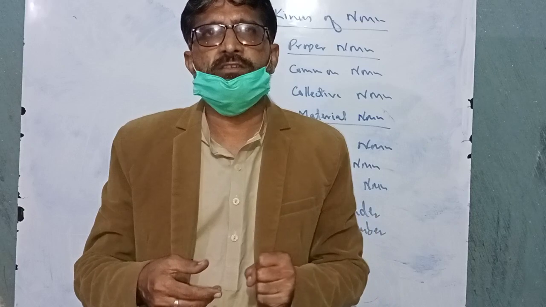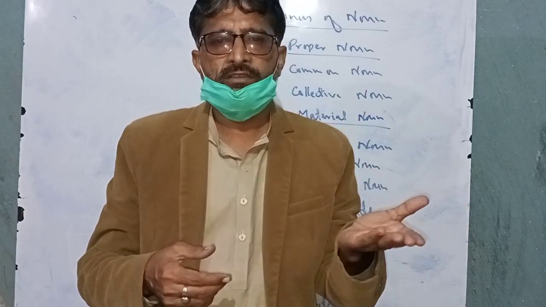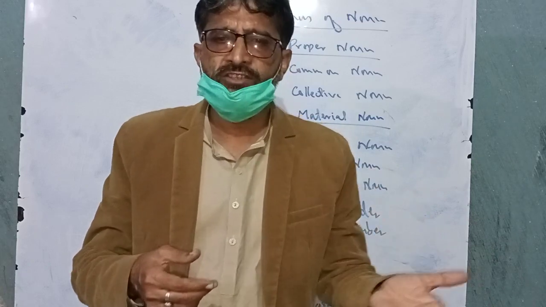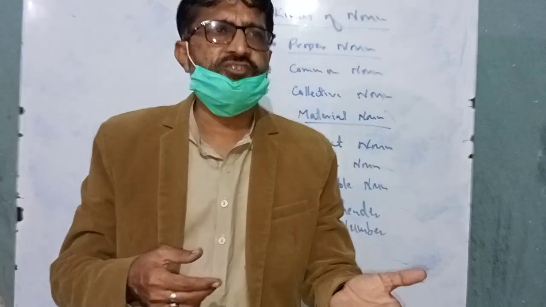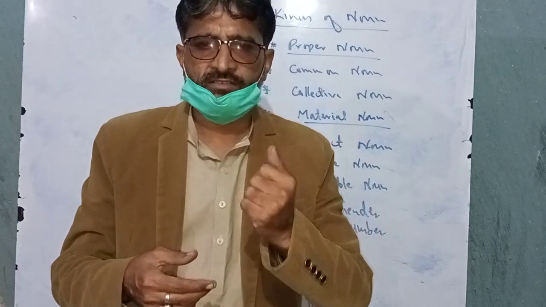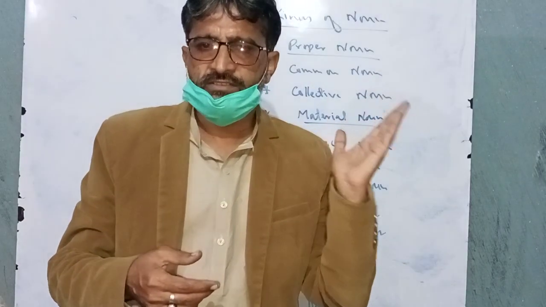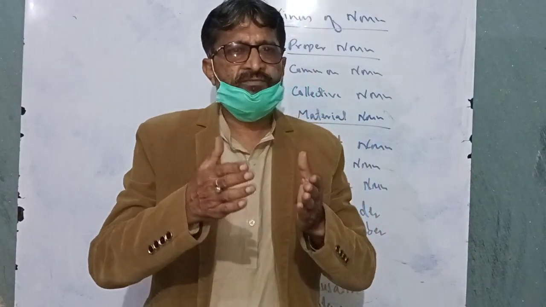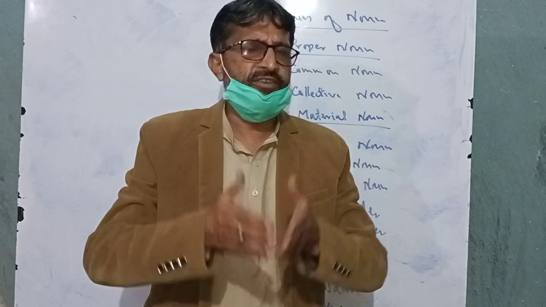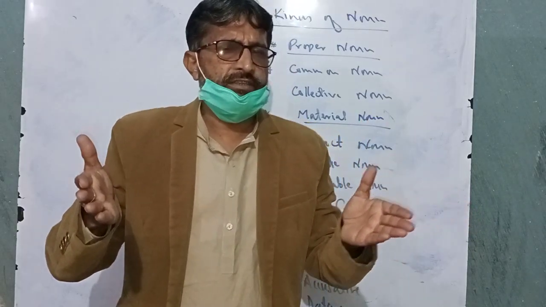Suppose we say it is just a decision. The decision of the teacher is the action of the teacher, and that action is abstract, and it is abstract noun. Suppose we say it is the verdict of the jury. When we say verdict of the jury, it means we are going to talk about the action of the jury. The jury has given a verdict. Your verdict is abstract noun.